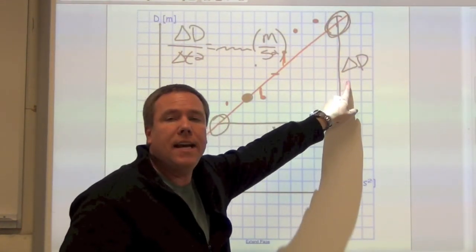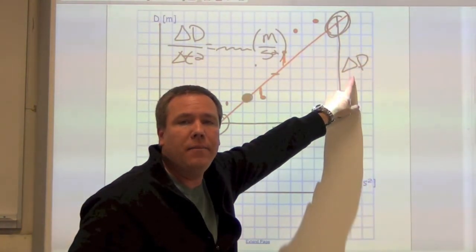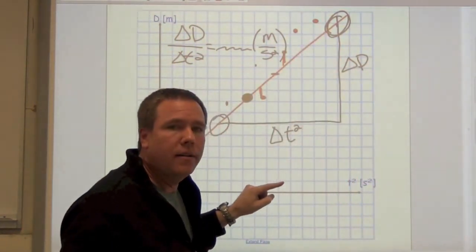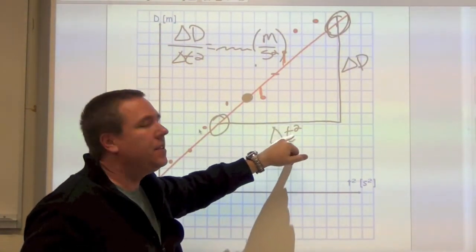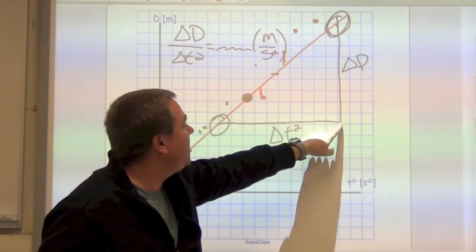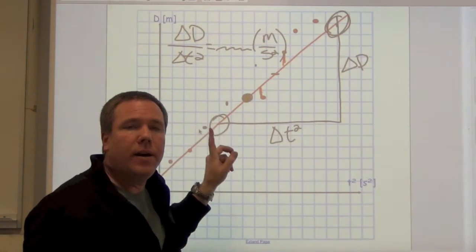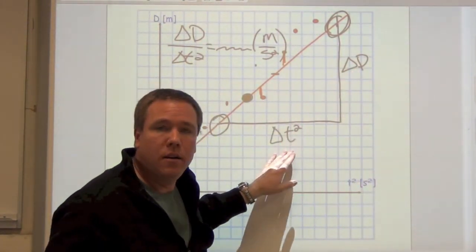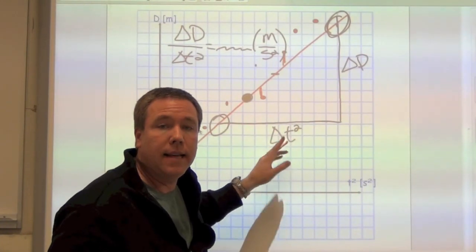Show the delta D, and by delta I mean capital delta, the difference in displacement from here to here. And show the delta T squared. What is T squared minus T squared? That's going to give you rise over run. That's your slope.